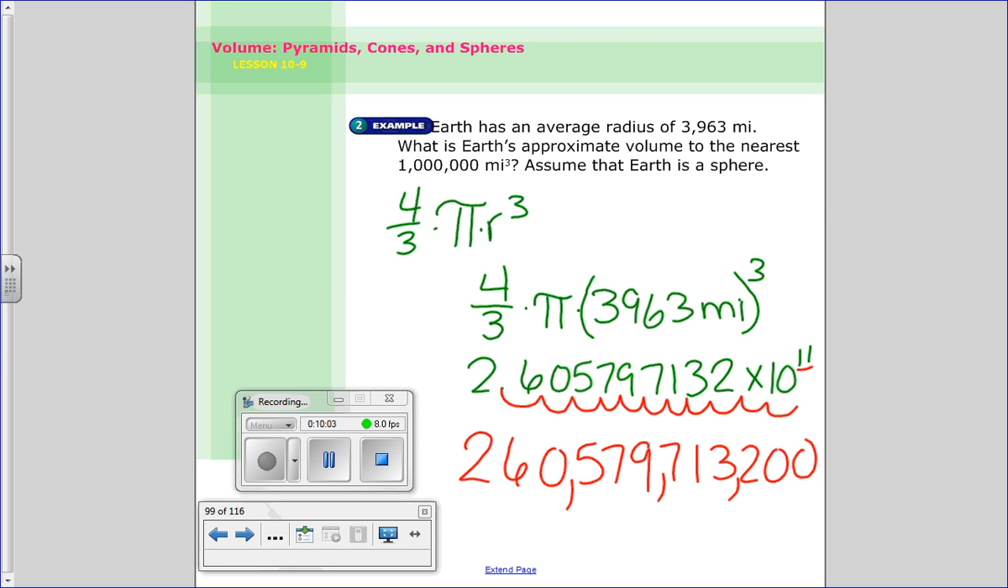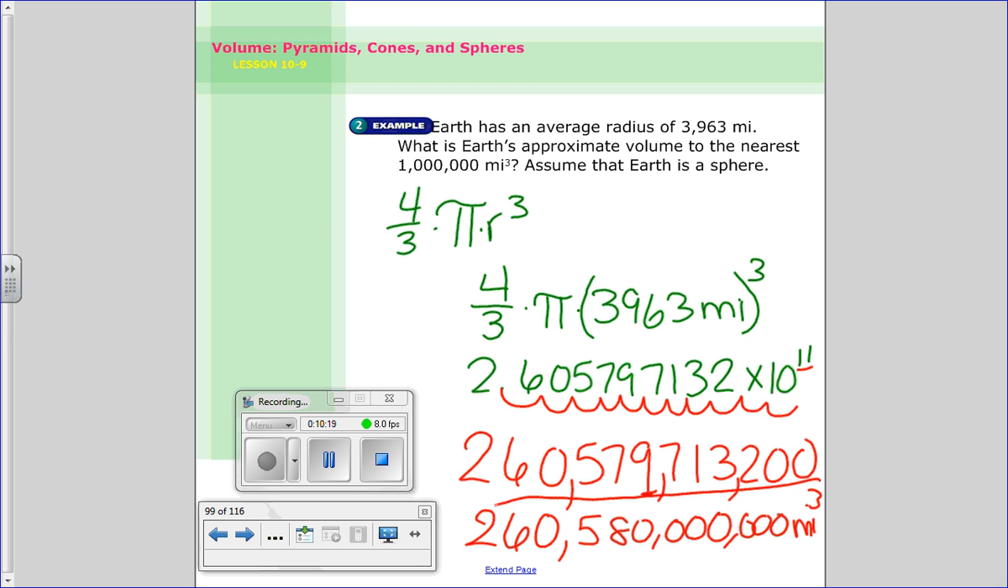Now, they want it to the nearest millionth. So here is a millionth. So looking at it, it would actually be there. That's much better. So that would be the approximate volume of Earth. Very big number.